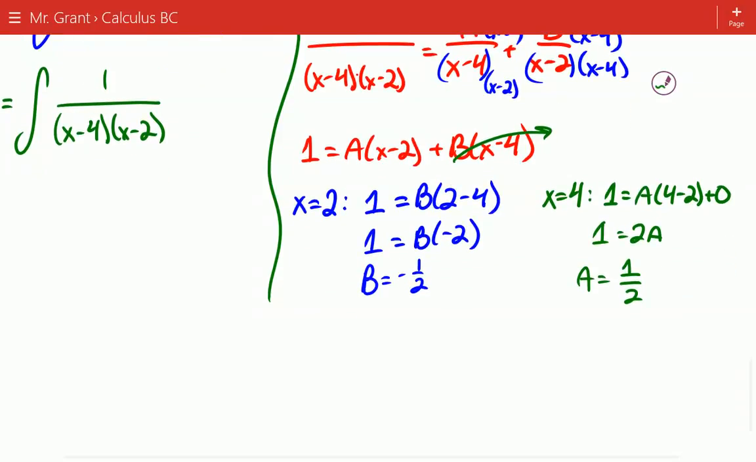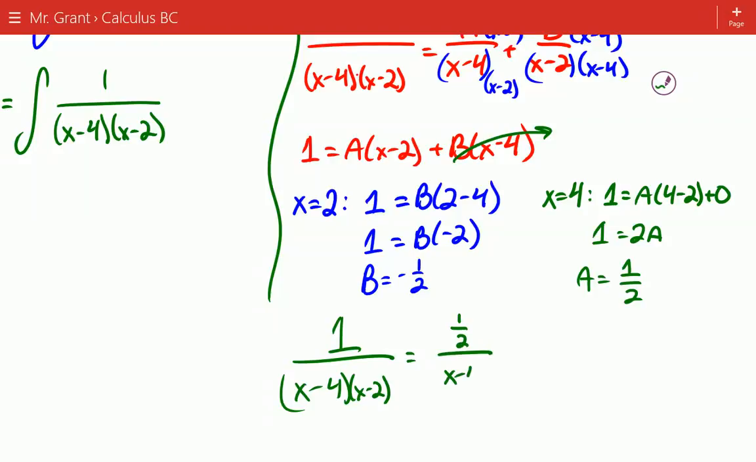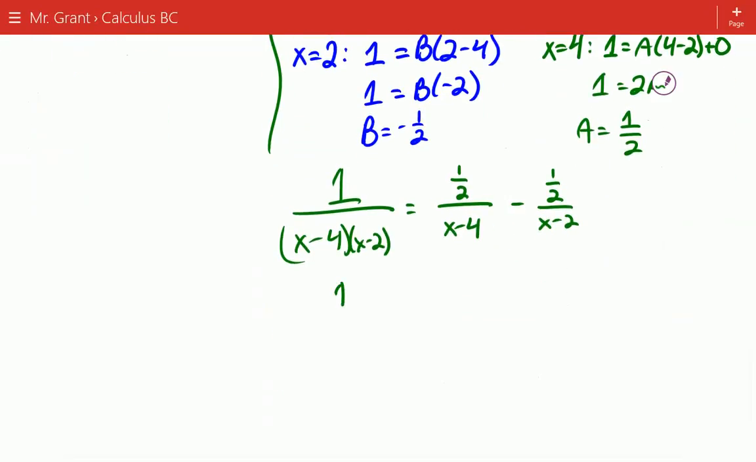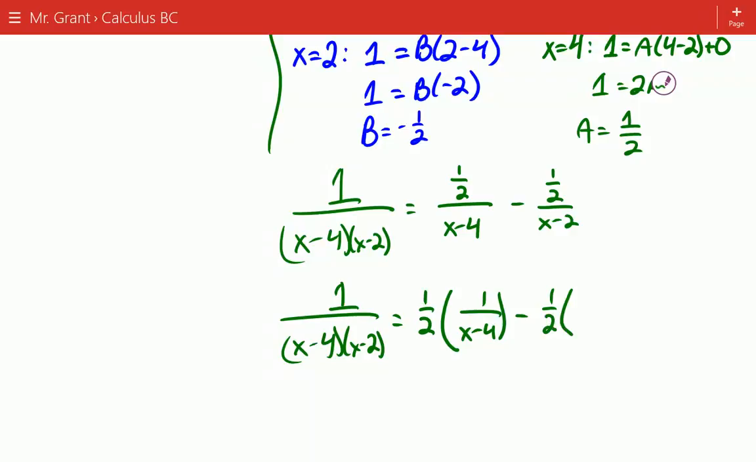So, just a little sidebar here. 1 over x minus 4 times x minus 2 is going to be equal to 1/2 over x minus 4 plus, nope, wait, we have a minus, so we might as well say minus 1/2 over x minus 2. Now, there are a couple different ways to think about this, but it's totally okay to rewrite those fractions like this. We could say it's 1/2 times the fraction 1 over x minus 4 minus 1/2 times the fraction 1 over x minus 2.